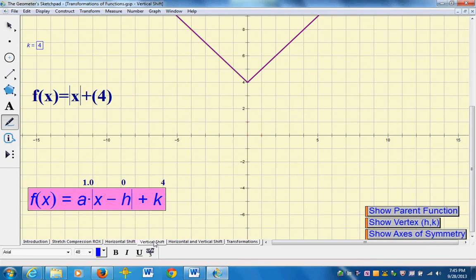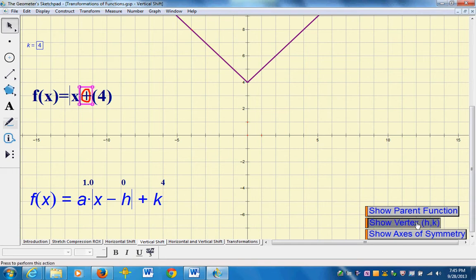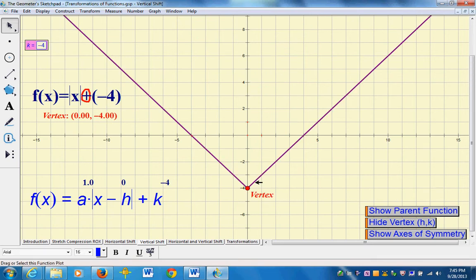So let's go to vertical shift. If I go to vertical shift, notice that I have a plus sign right here. That plus sign means that whatever my y value is at my vertex, it's going to be the same. So if I show you my vertex, here's my vertex. Notice that my y value at my vertex is 4. So in the function, it's still positive 4. If I change that y to put it -4, what's going to happen? Notice how my function shifted down.